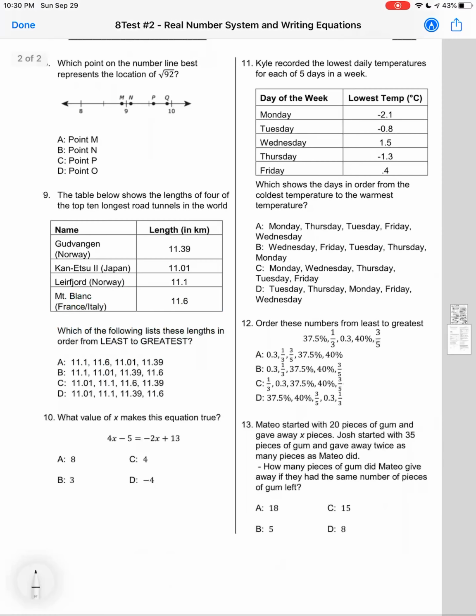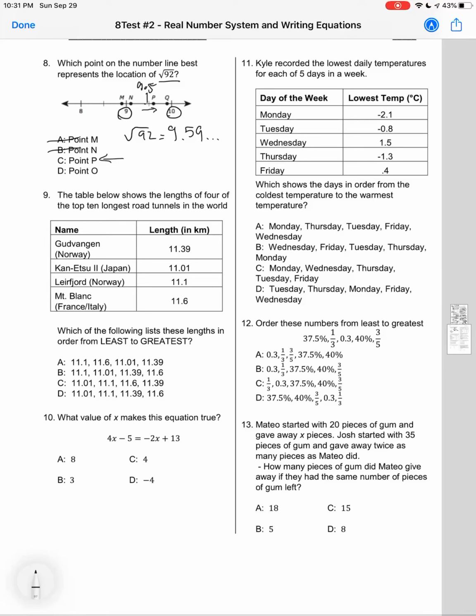So going to our next page, which point is best represented with the square root of 92. So I would look at my calculator, square root of 92. The square root of 92 equals 9.59, and it keeps going. So here's 9 and here's 10. So this right here is 9.5. So I know it has to be past that. So I can automatically eliminate point N. And there's only one point that it could be.